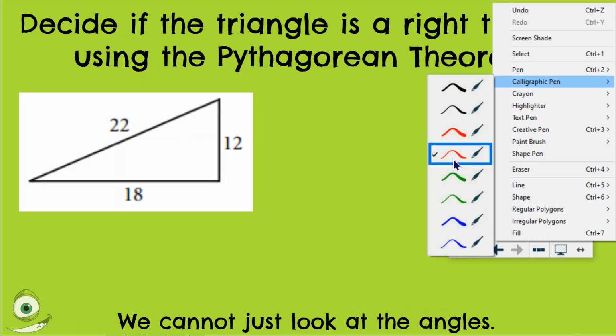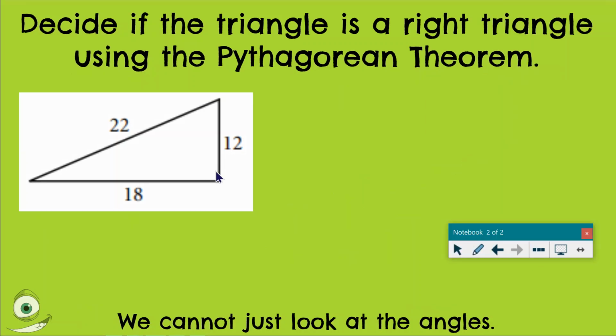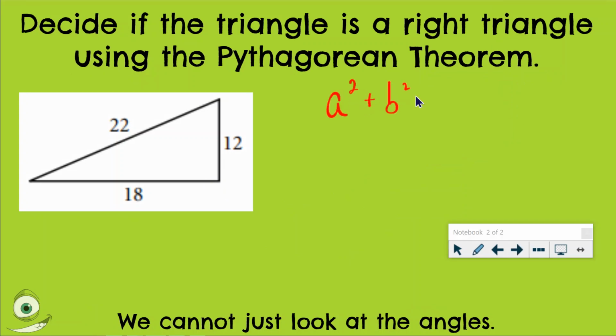Again, we are not trusting our eyes. That does look like a right angle, but it's not marked there, so I'm not going to trust that at all. I'm going to use Pythagorean theorem to test it. A squared plus B squared equals C squared. The biggest thing is identifying where the right angle might be. So it might be there.